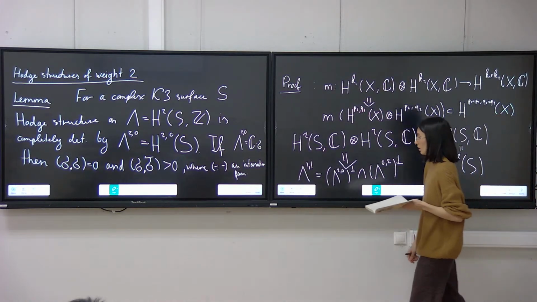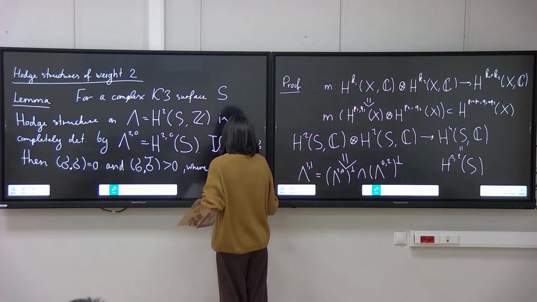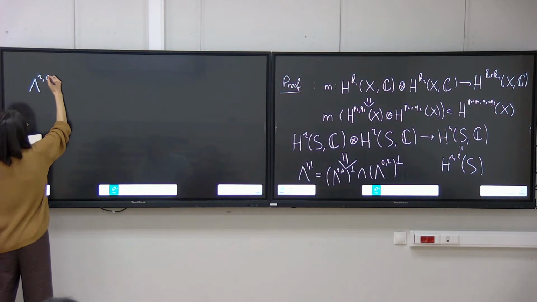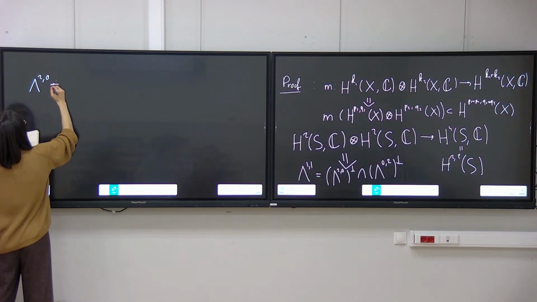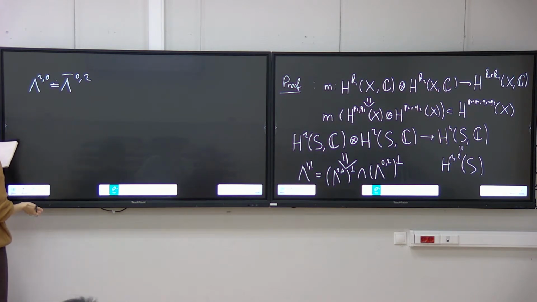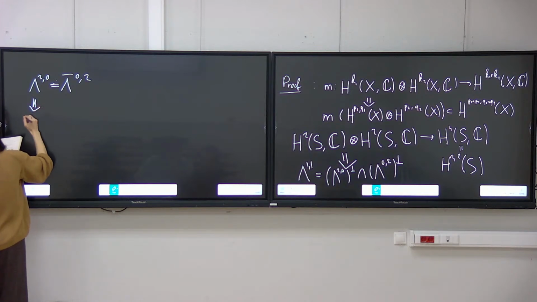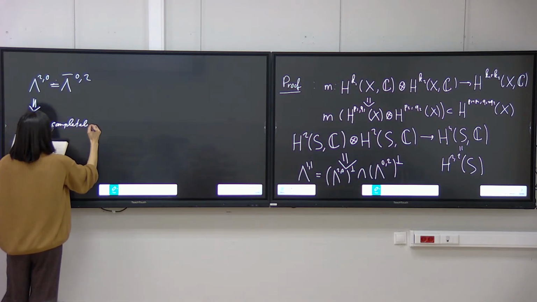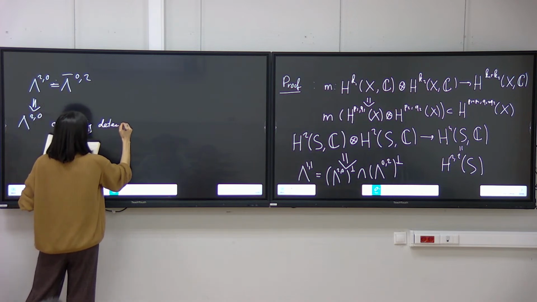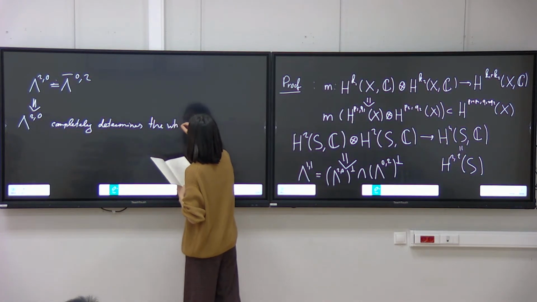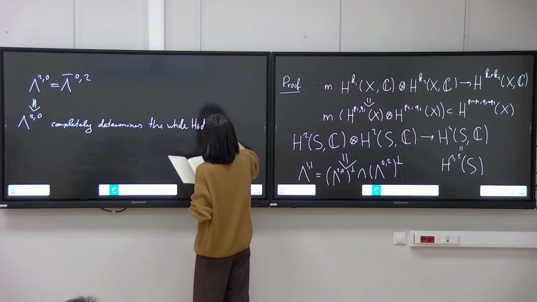Using just this multiplication. And now, since we know that these two subspaces are conjugated to each other, we see that it completely determines the whole Hodge structure.